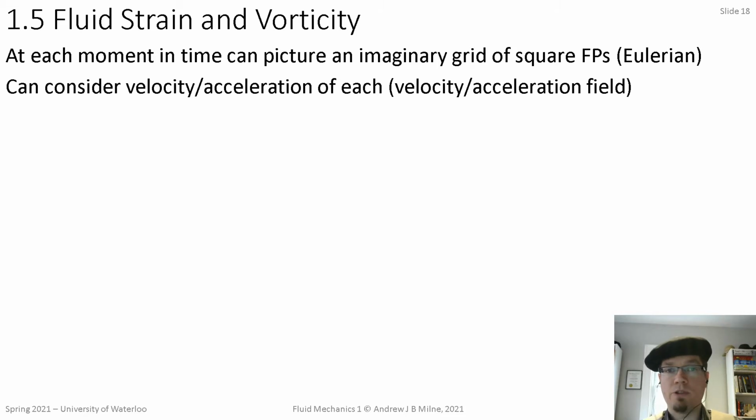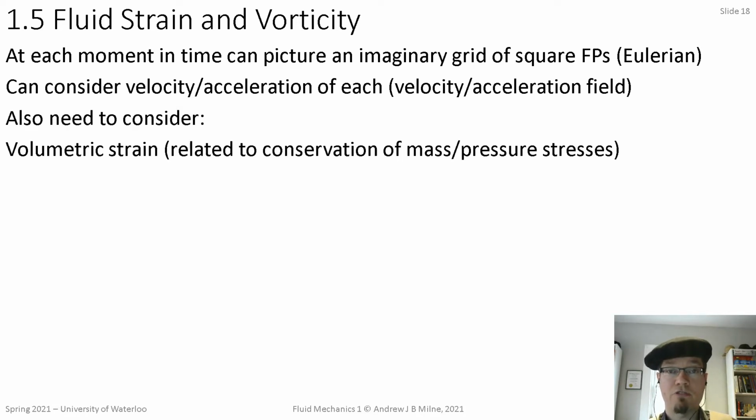That's the velocity and acceleration field. And at each moment, you could then redraw the squares and redo it, and that's the idea of thinking in a Cartesian coordinate system about a velocity field. We're still going to stick with a Cartesian coordinate system right now, but we need to think about three things more than just the velocity and acceleration field. So we also need to consider the volumetric strain. This relates to conservation of mass and conservation of volume in a flow. It also relates to the effects of pressure stresses and momentum.